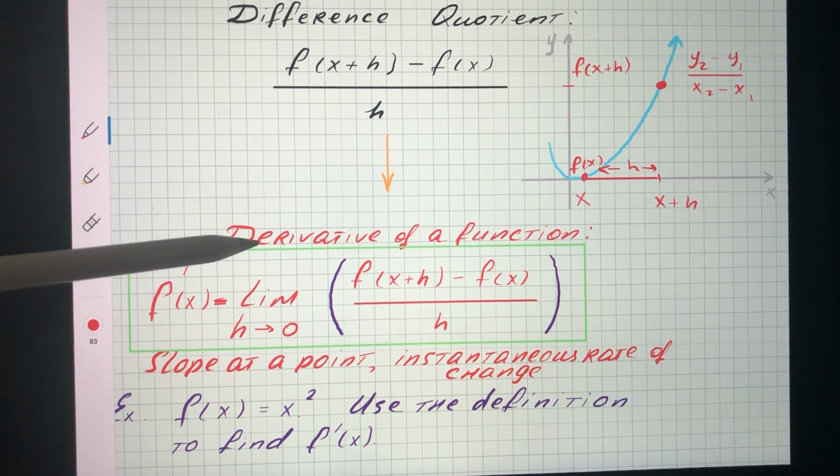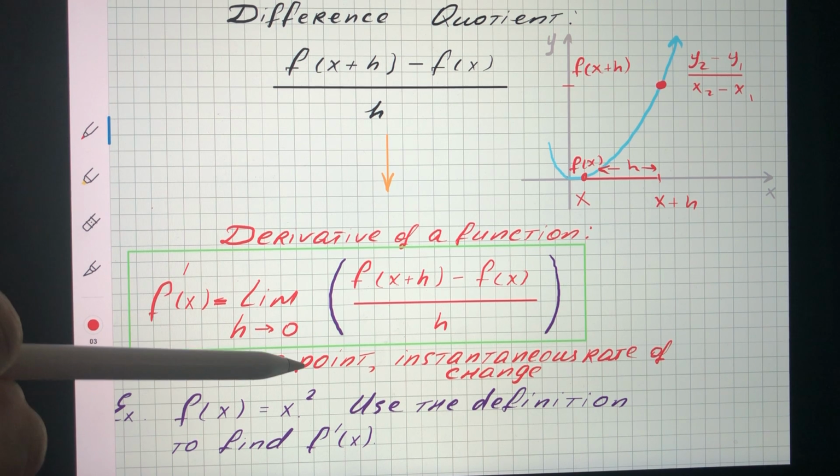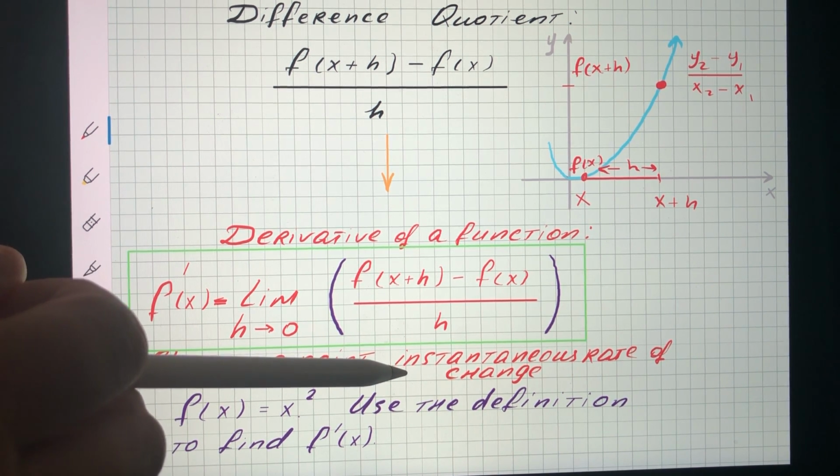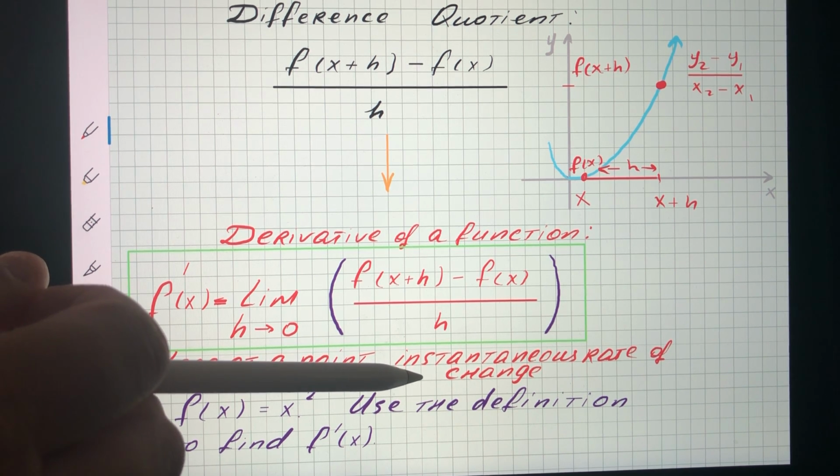Another name for the derivative is slope at a point, and also instantaneous rate of change. Instantaneous means at a point. So at a given point in time, how fast are we going? So the derivative can be used to compute the instantaneous rate of change.